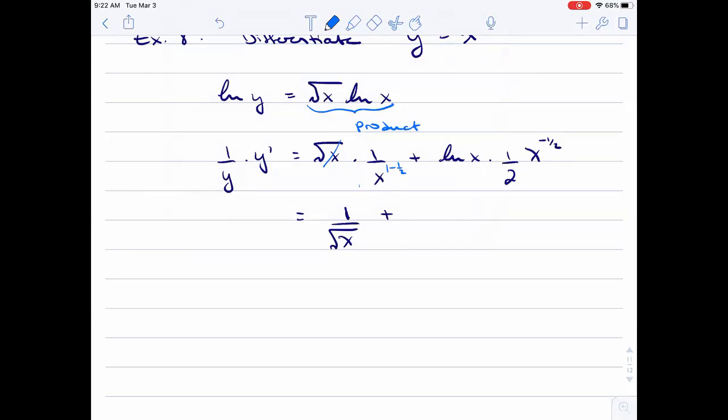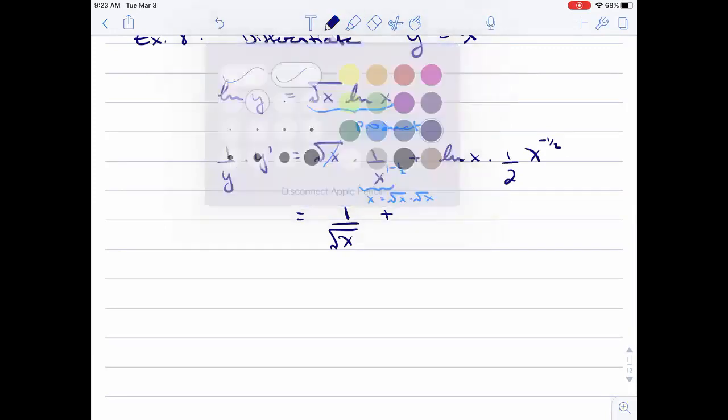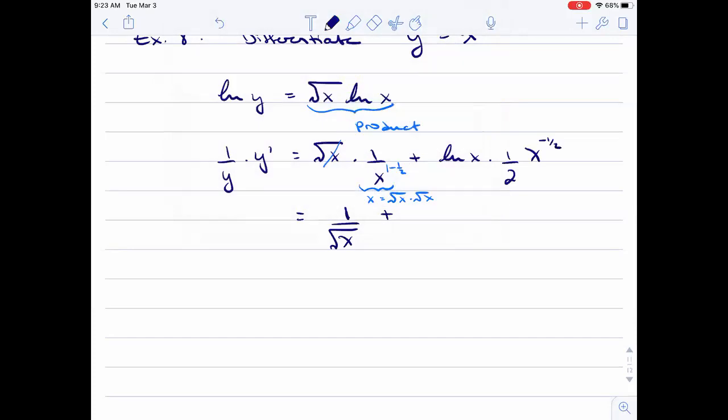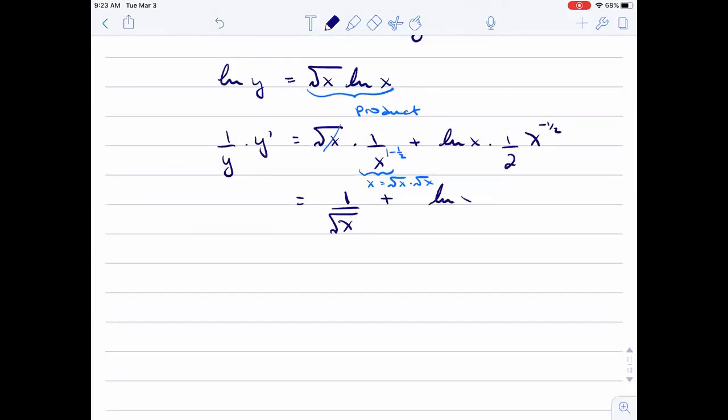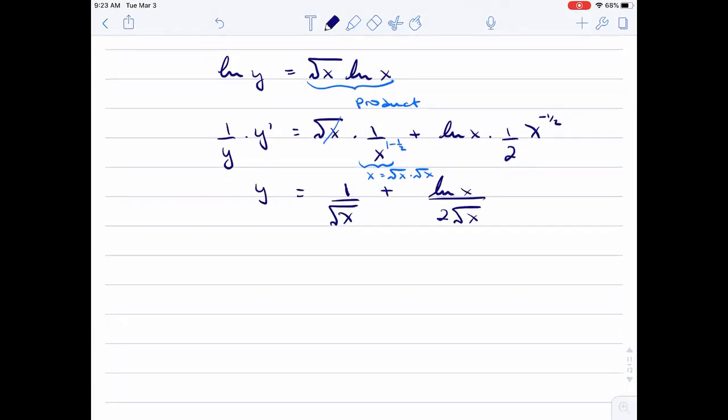Or if you want, you can rewrite x as root x times root x and cancel one of those. Either way, I've got 1 over root x times the log of x over 2 root x. This is y prime over y. Again, now I'm going to solve for y prime, bringing that y over. But just like before, we know what y is, so we just substitute it back in.